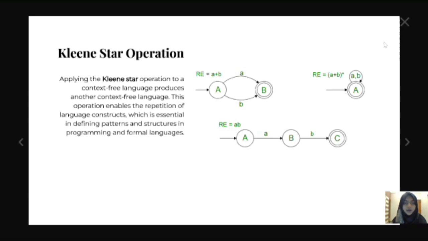Kleene star operation and theory. Applying the Kleene star operation to a context-free language produces another context-free language. This means that the operation enables the repetition of language constructs, which is essential in defining patterns and structures in programming and formal languages.